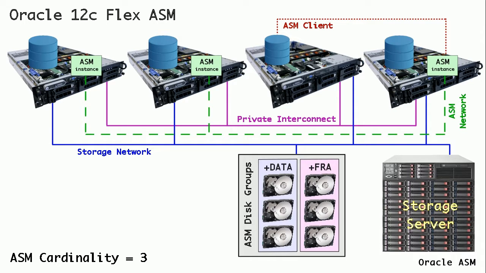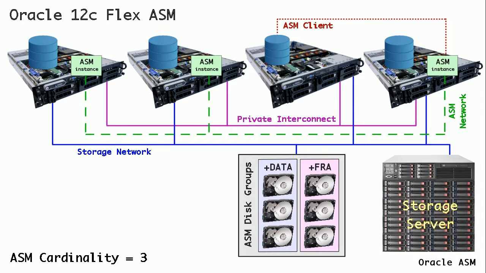With FlexASM cluster configuration, we have an option to use a dedicated ASM network for communication between ASM instances, or we can use private interconnect network for ASM communications. For this discussion, we are using a dedicated ASM network for ASM instances to communicate. As you can see here, the database on the third server is an ASM client to an ASM instance on fourth server.